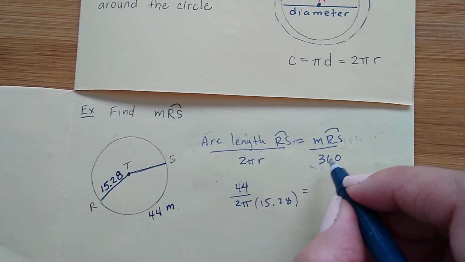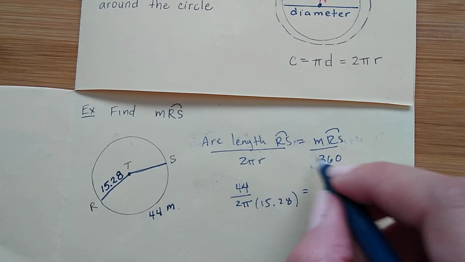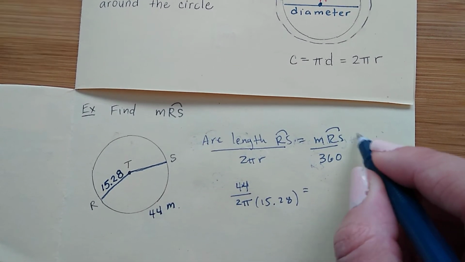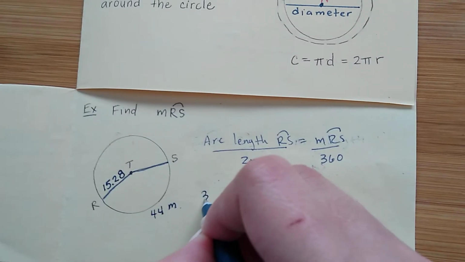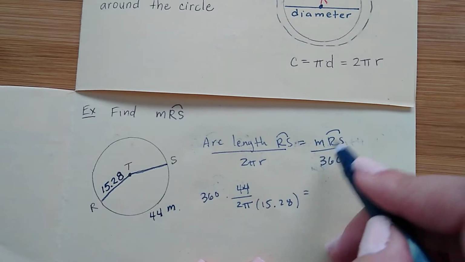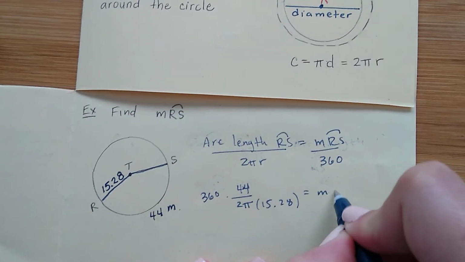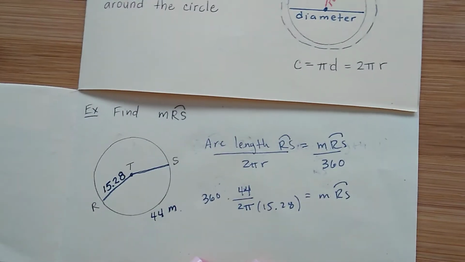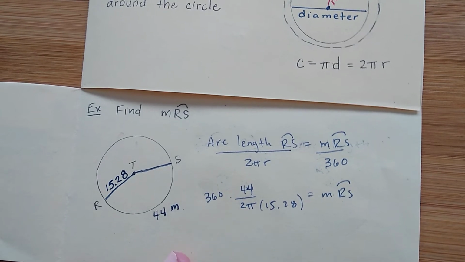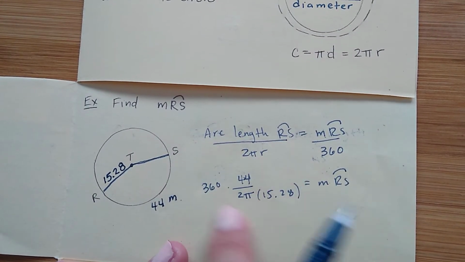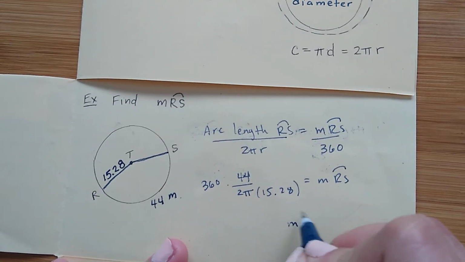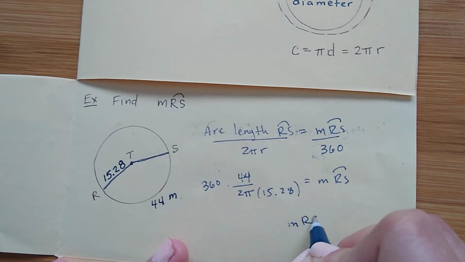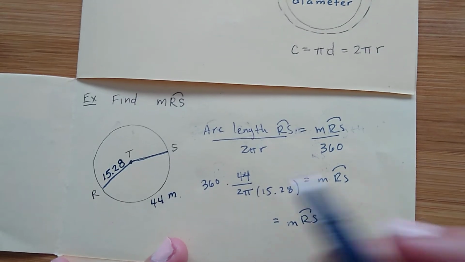I'm going to multiply both sides by 360 so I can isolate that. And that way I'm just left with the measurement of RS, which is what I wanted. And when I plug all of this into my calculator, I'm going to round to the nearest whole degree. And I get 165.